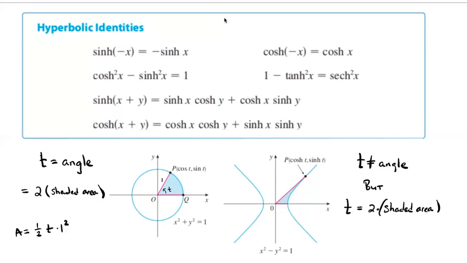So you can associate these x and y coordinates to the hyperbolic cosine and the hyperbolic sine in the same way that you can with cosine and sine in the trigonometric case. All right, so that's the relationship between them, and that's why they're called this. And in particular, they have these identities.